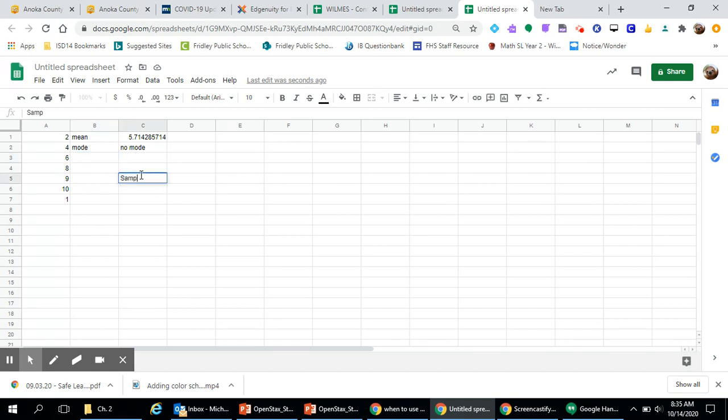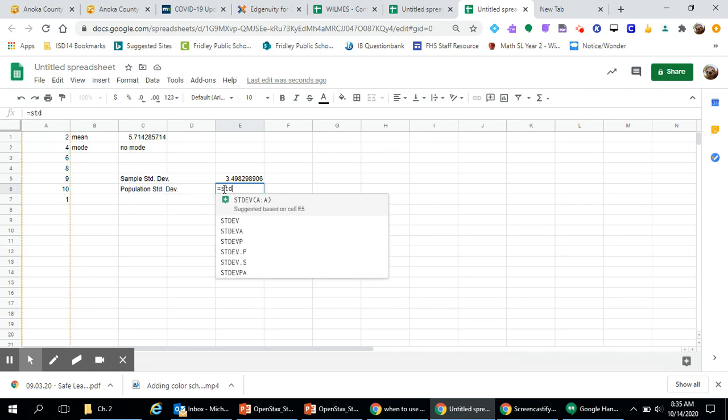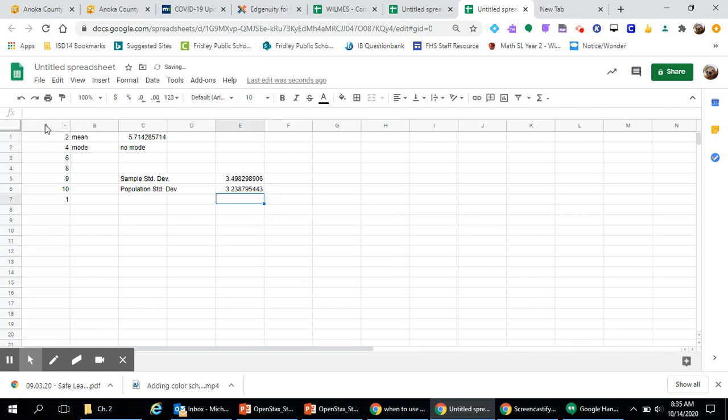So we have two types of standard deviations. We have the sample standard deviation and the population standard deviation. The most common is the sample standard deviation. In fact, if you type in equals standard deviation, it's going to default to giving you the sample standard deviation. The population standard deviation is a little different to get to. You type in STDEV for standard deviation, and then the .P stands for the population. So if we knew this was the whole group, we could use that one.